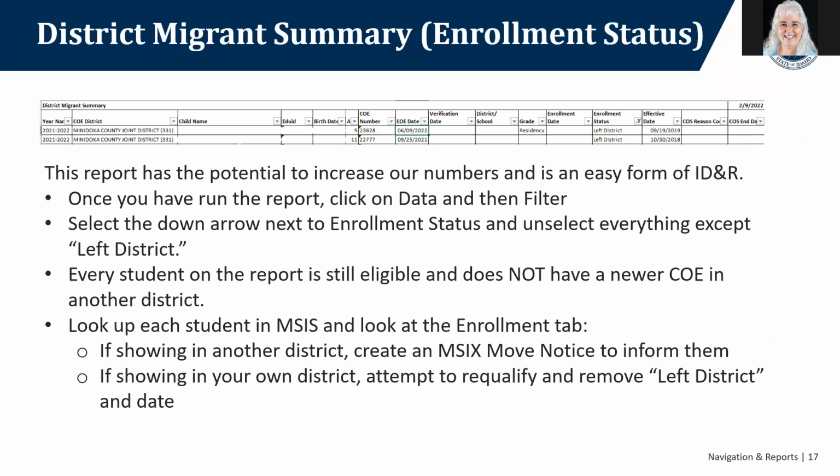So if you show that the student is in your own district, the trick is to remove the left district and date. What happens is when we upload information to M6, where they're going to be taking all of our funding numbers from in about another year, we don't report those students as actively migrant, even though they are eligible and they are attending a school in Idaho. For the most part, that's because in our reporting, that student is showing as left district. And so we don't think they're here.